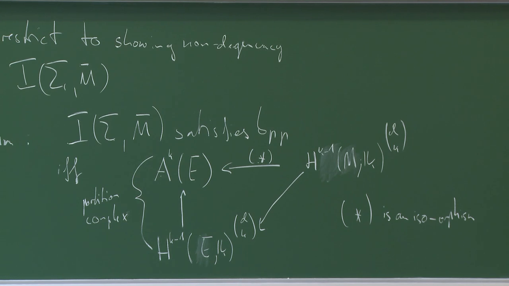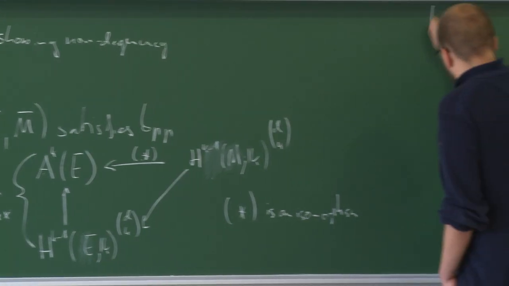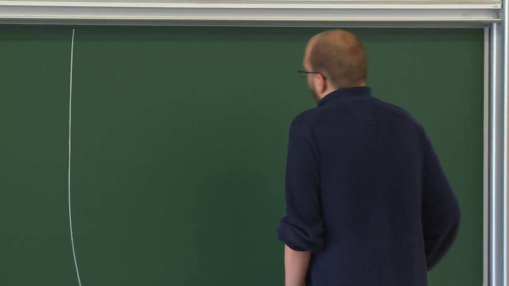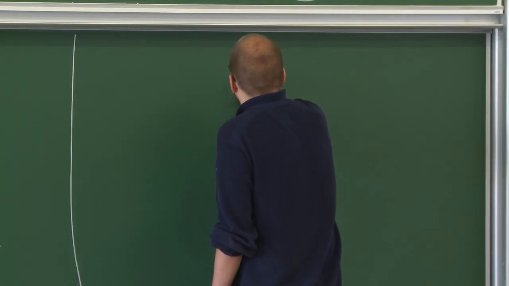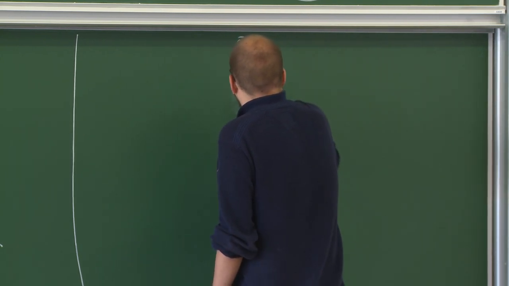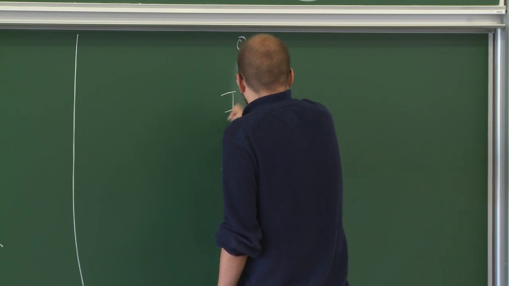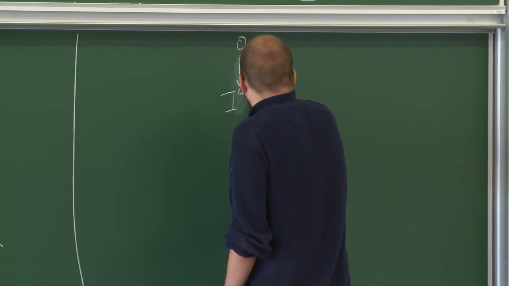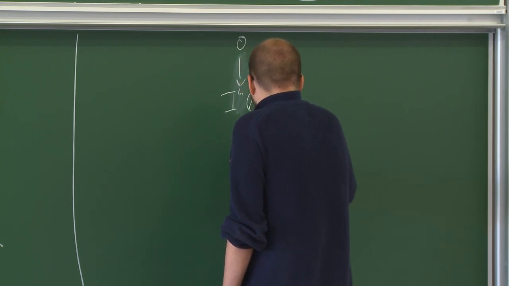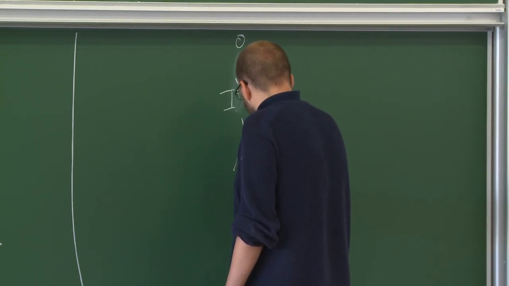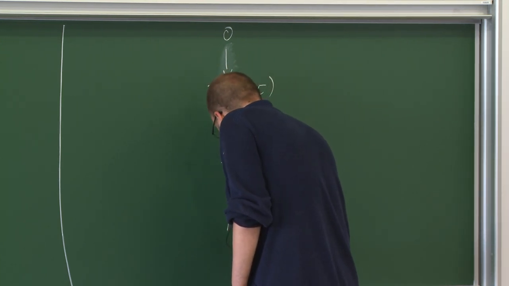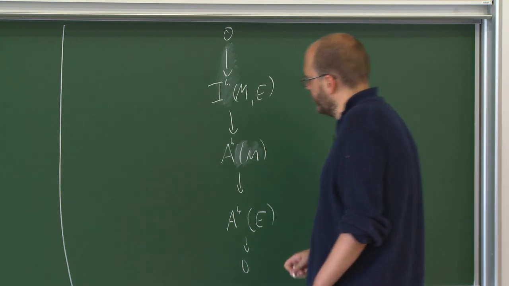The proof for this fact turns out to be just a little diagram chasing in the end. So what I do is I write down a short exact sequence like this. Let me start with zero up here and try to make the arrows short enough so that I don't waste too much space. So I have I K M E, which is defined as the kernel of A K of M to A K of E, and this is a surjection, that's all good and nice.